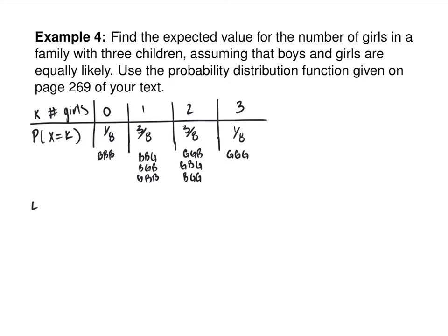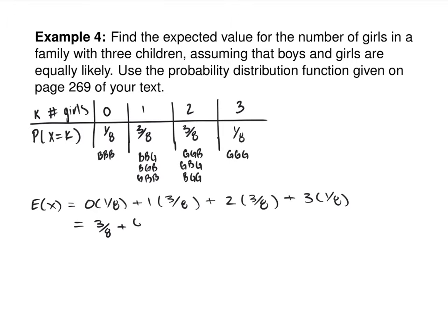Okay, now E of x: how many girls would you expect out of 3 births in a long run average? You should be saying 1.5 in your head, but let's verify that. 0 times 1/8, plus 1 times 3/8, plus 2 times 3/8, plus 3 times 1/8. Well, this is 3/8 plus 6/8 plus 3/8, which adds up to 12/8, which is indeed 1.5.